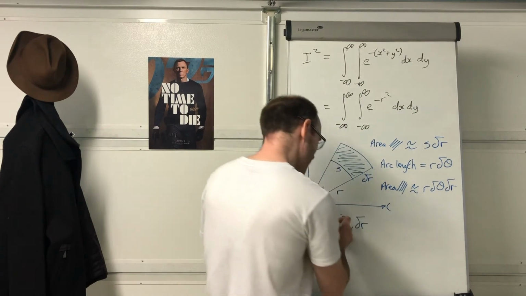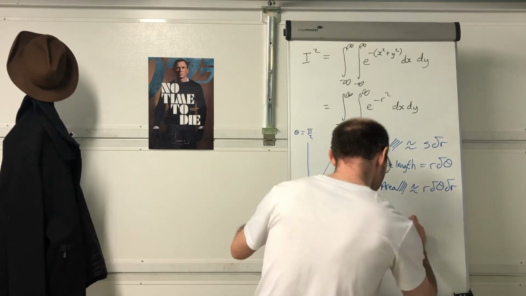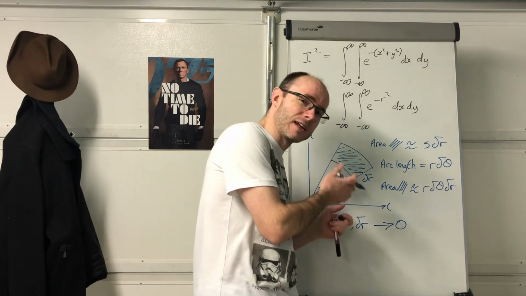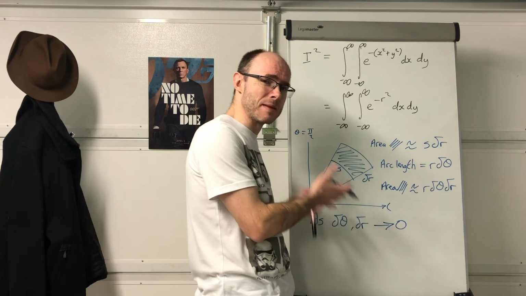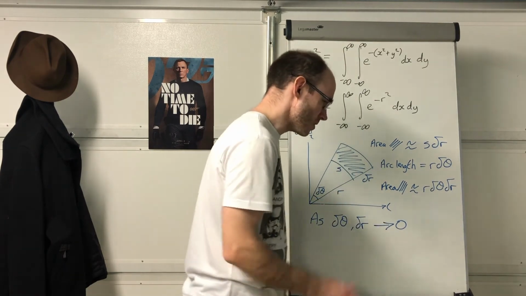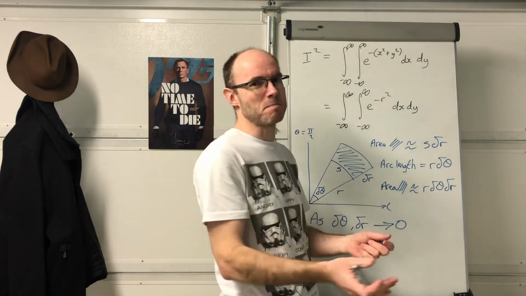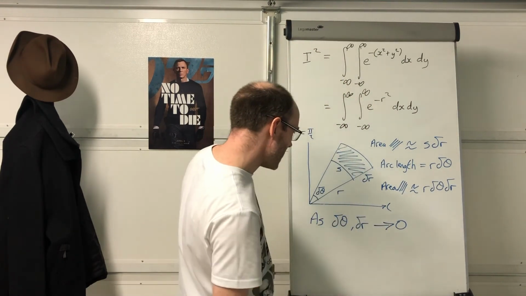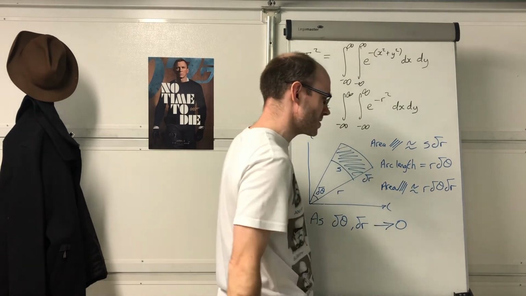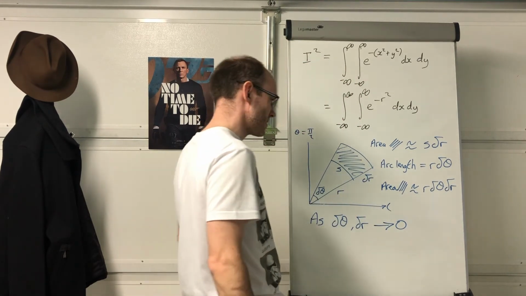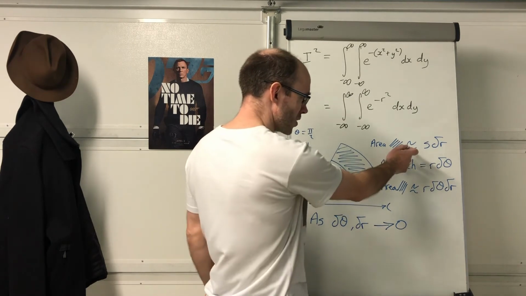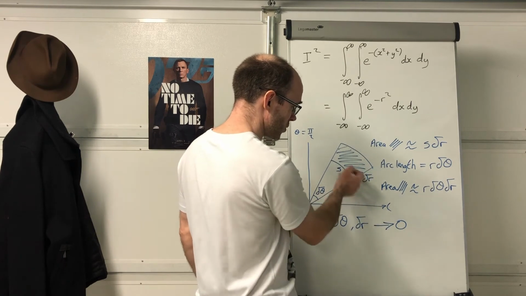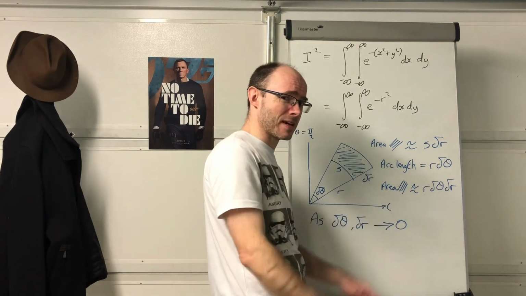As delta theta, delta r tends towards 0. Lovely, isn't it? If you're doing this in a lecture at university, they'd probably be using limits. So this is not a strict, thorough proof. It's just an explanation. What's happening as delta theta, delta r tends towards 0? We start to use d's instead, but also this approximation becomes an equals, because at 0 this shape can be modelled as exactly the same as a rectangle.